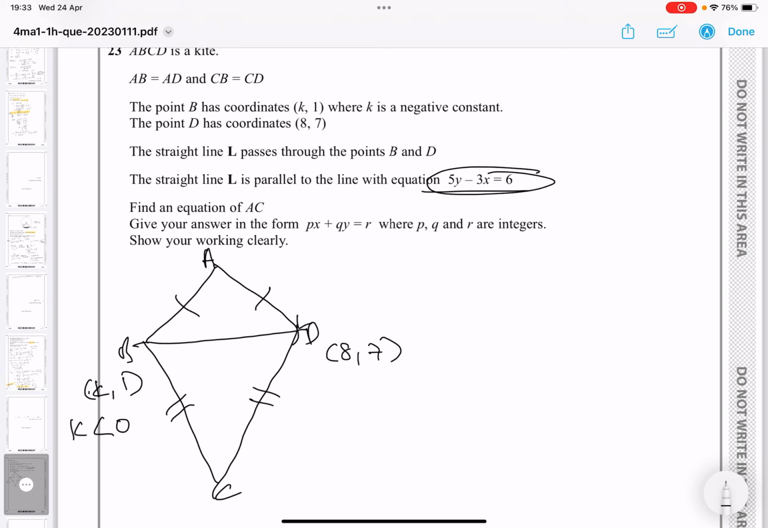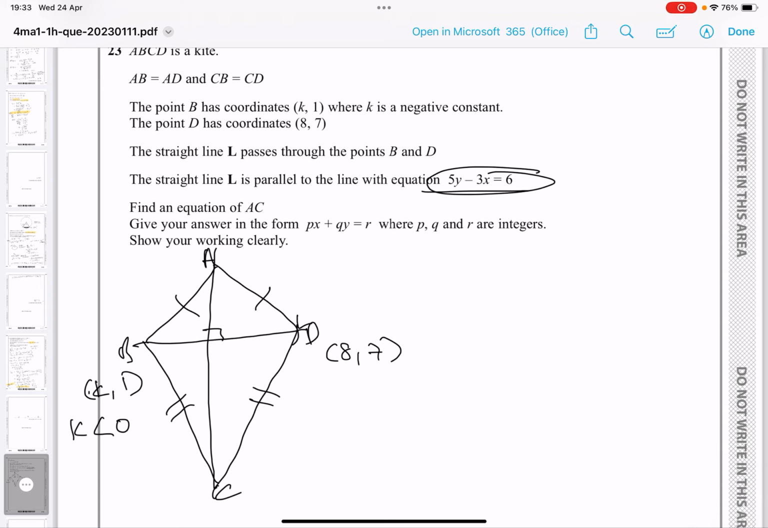And we need to work out the equation of AC. So let's look at that. AC is perpendicular to BD, okay? It's perpendicular to BD. So now what you need to be thinking about is gradients. If you've got the gradient of BD, you can easily work out the gradient of AC by taking the negative reciprocal, because they're perpendicular lines, okay?